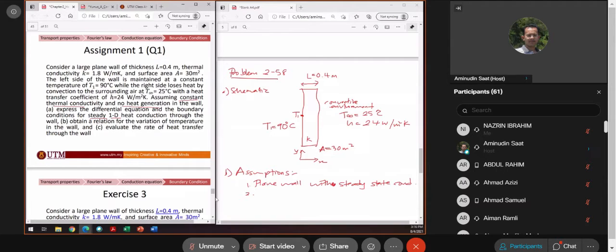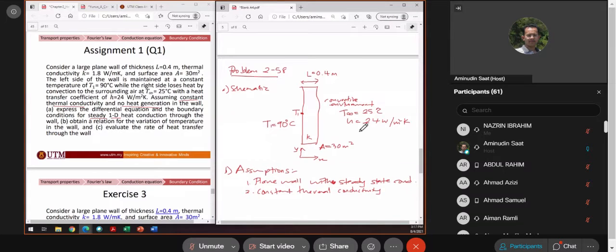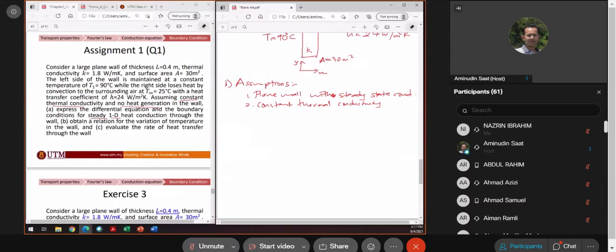Okay, so a plain wall, steady state, constant thermal conductivity, and no heat generation, steady one-dimensional analysis, 1D analysis.